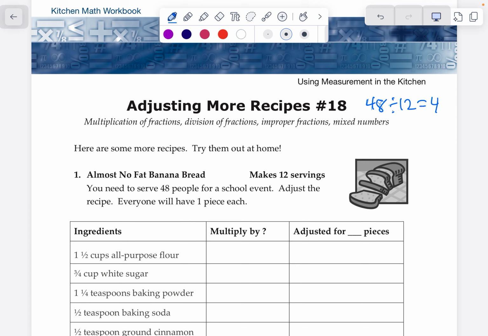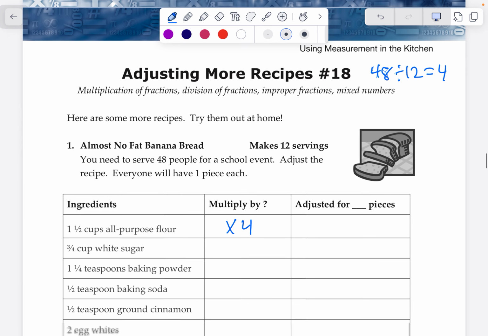So all you got to do is divide the original. Now remember, once you divide the original, you have to round up if necessary. So if you got 4 point something, you would round that up to 5. So all you're going to multiply is 4. And it says, because everyone will have 1 piece, if it said 2 pieces, you had to account for that. And so it's adjusted for 48 pieces.